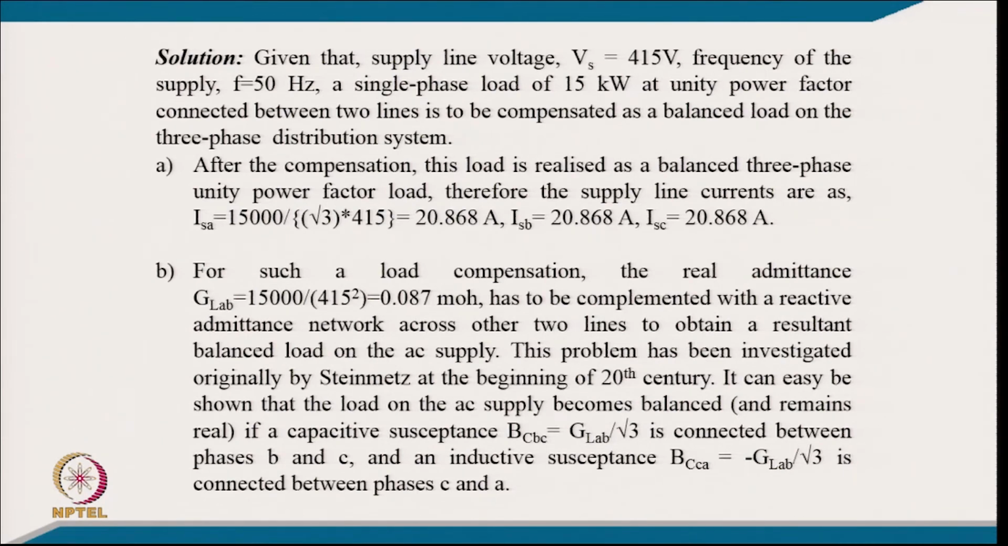So that is the equivalent load current here, and for such a load compensation the real admittance of the load, which is 15,000 watt divided by 415 squared, because the load is connected across line to line. You can call it a single phase load connected across the 415 volt. So you get its conductance as 0.087 mho, which has to be complemented with a reactive admittance network across the other two lines to obtain a balanced load on the AC supply.